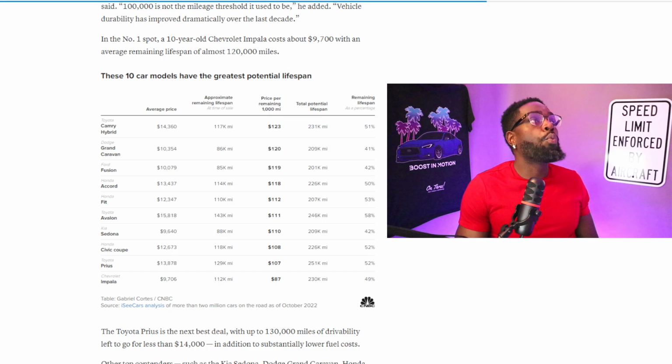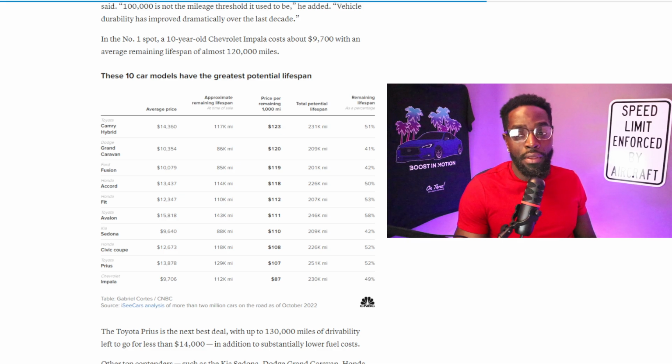Honda Fit, woof. I'm not lying. Honda Fit is definitely another commuter car. Once again, very low on fuel consumption and the amount of money you spend. As long as you get one and take care of it, you'll get a lot of miles.